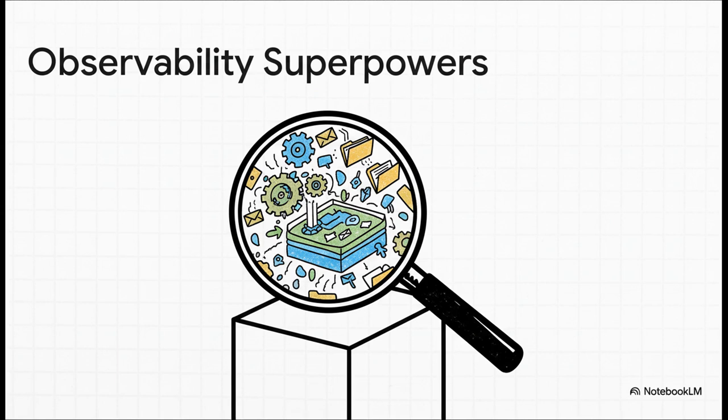Second superpower, deep observability. This one is huge. Because eBPF lives inside the kernel, it can see everything. I'm talking every system call, every network packet, every single file that gets opened. This lets us trace and profile our entire system with almost no performance hit.